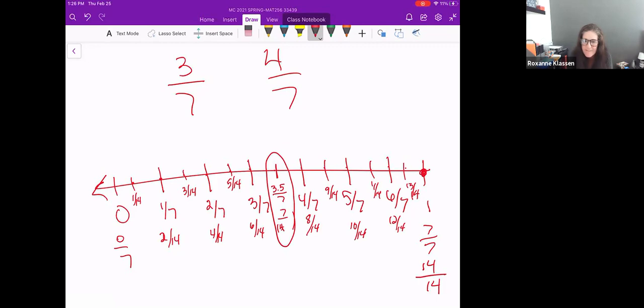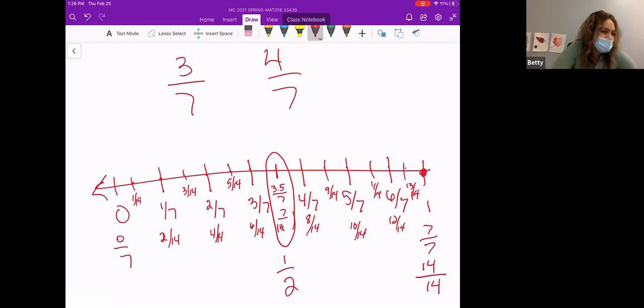Am I right? Yes. Yeah. It is equivalent to 3.5/7. By the way, do you know what other fraction is equivalent to it? 1/2. Did you even realize that when you wrote 3.5/7 that it was the same as 1/2? I'm having a mental breakdown.